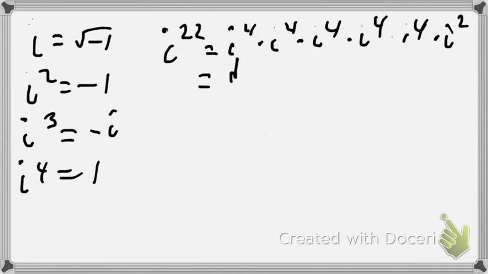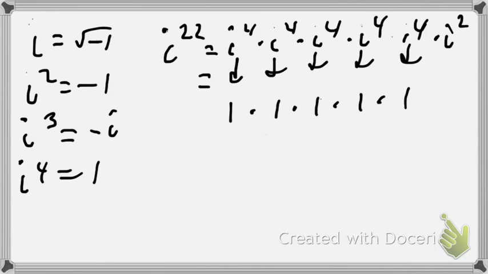So all of these, this is 1 times 1 times 1 times 1 times 1. So that's all going to be 1 times i squared. I don't want you to think that's a negative sign, that's a times. So what does i squared equal? I squared is negative 1. So the answer is negative 1.